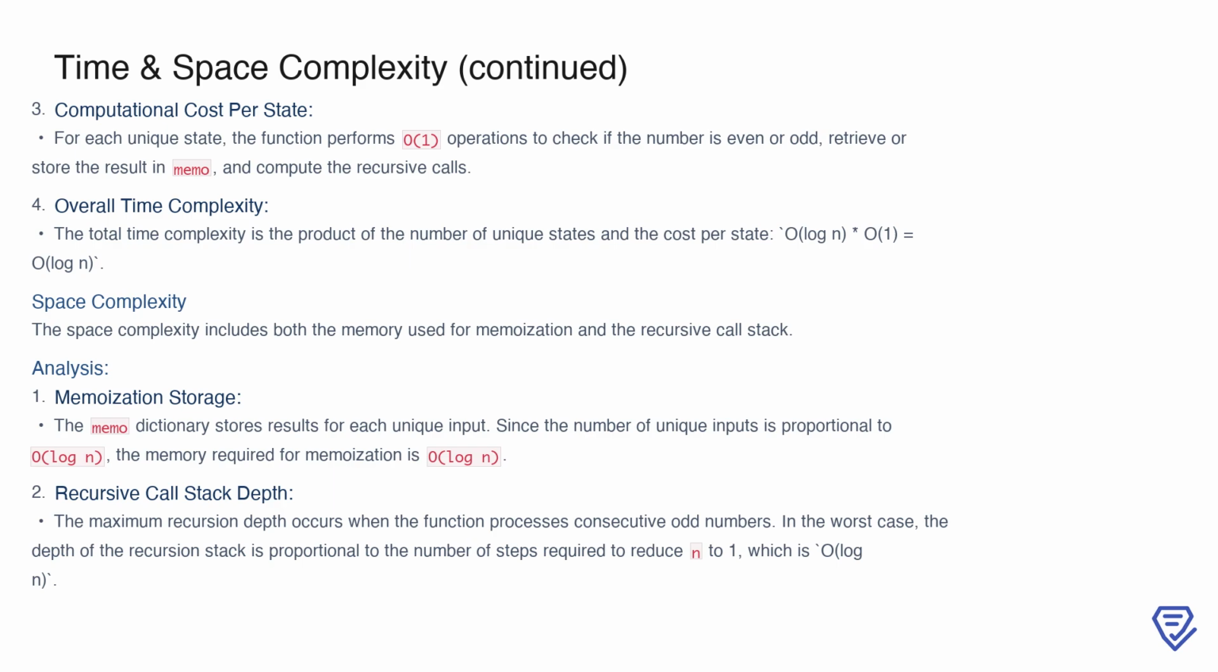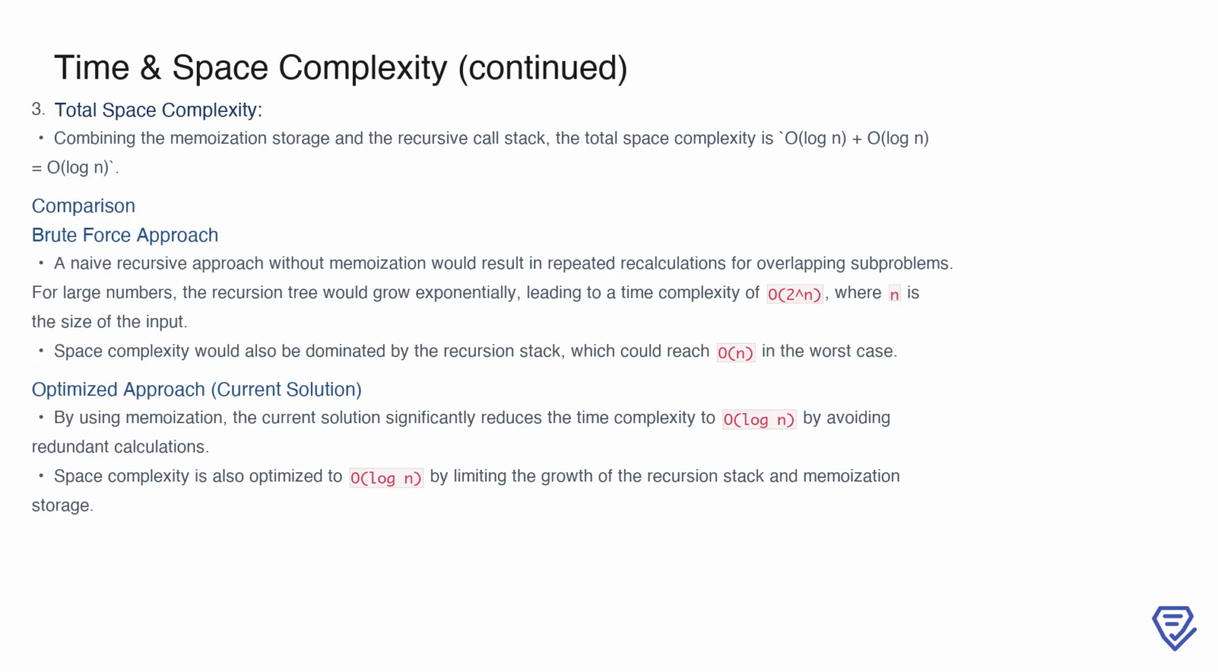Now, turning to space complexity, we factor in both the memory used for memoization and the recursive call stack. The memoization dictionary stores results for each unique input, and since the number of unique inputs is proportional to O(log n), the memory required for memoization is also O(log n). Meanwhile, the depth of the recursive call stack depends on the maximum number of consecutive recursive calls, which is also proportional to O(log n) in the worst case. When we combine the space used for memoization and the space used for the recursive call stack, the total space complexity becomes O(log n) + O(log n) = O(log n).